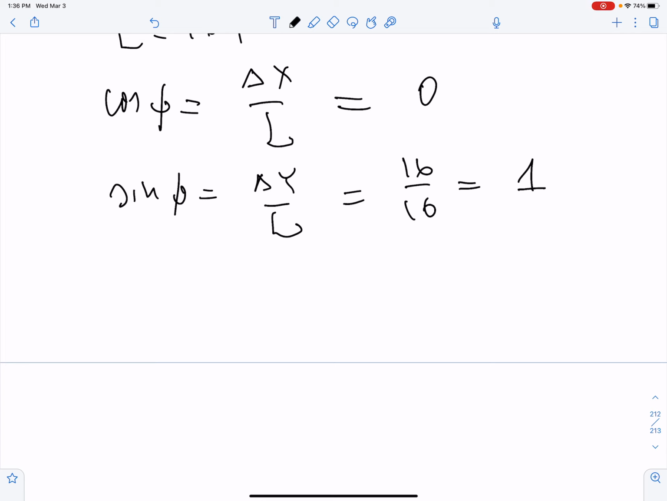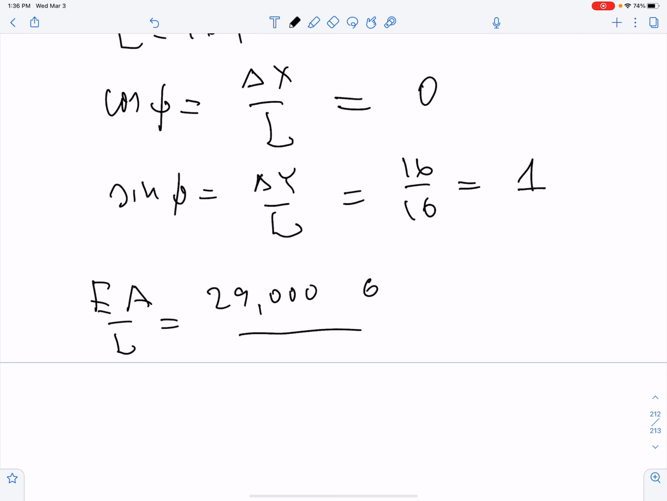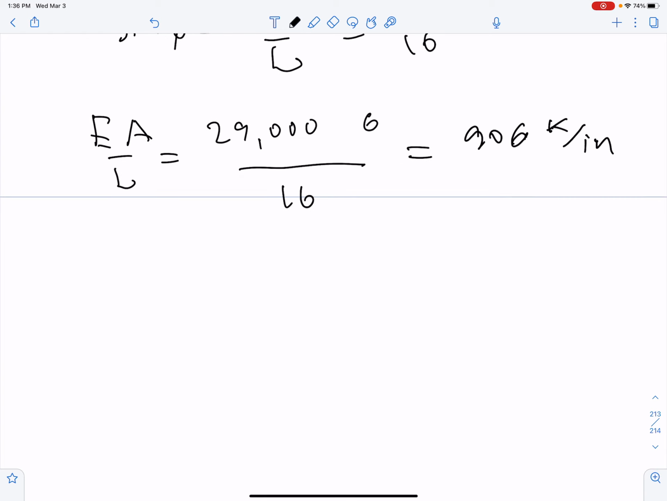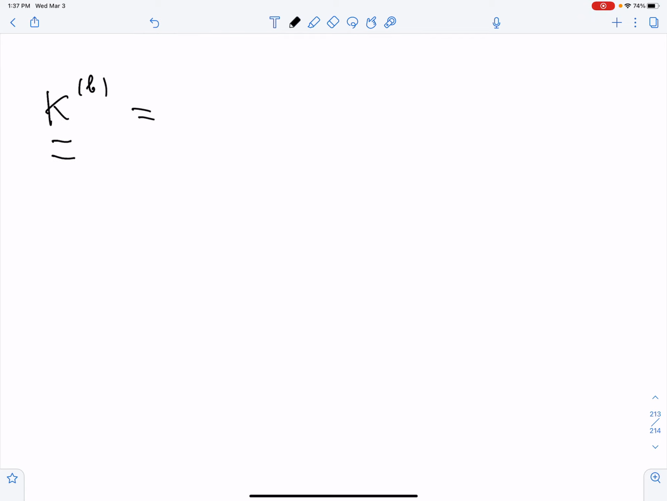Then we carry out the basic stiffness, EA over L. 29,000, A is 6, L is 16. You end up with 906 kilopounds per inch. Once you do that, the corresponding element matrix with respect to global coordinates becomes, using the usual expression, something that's 4x4.